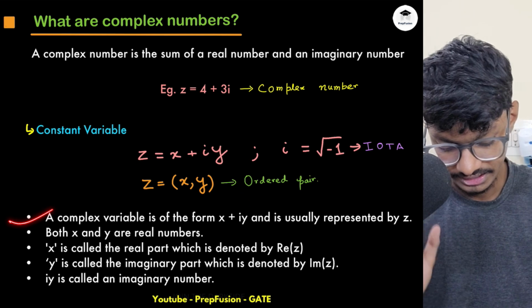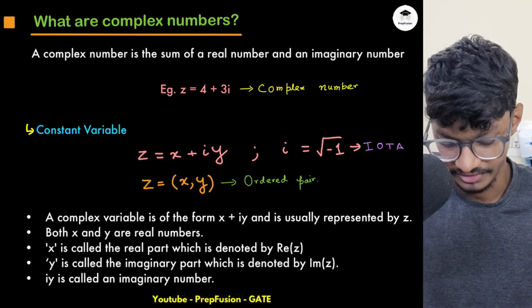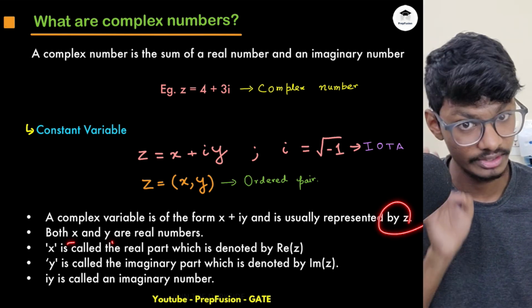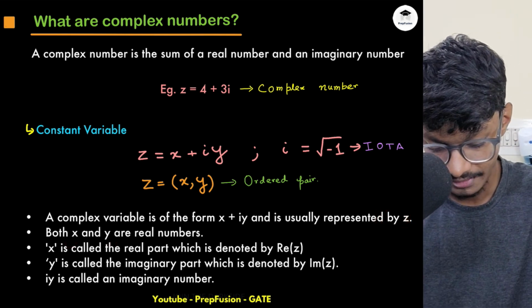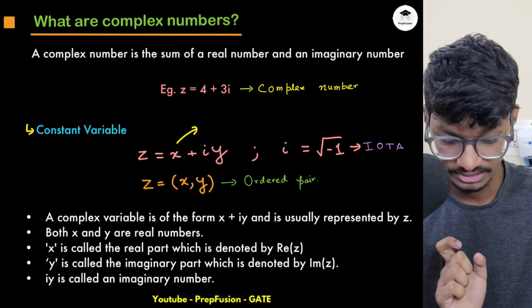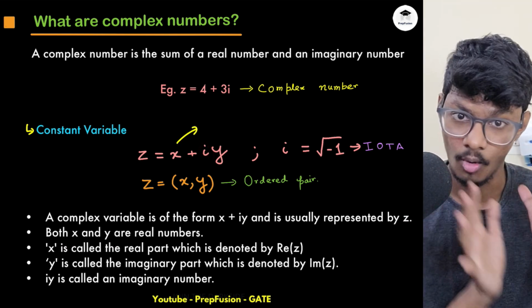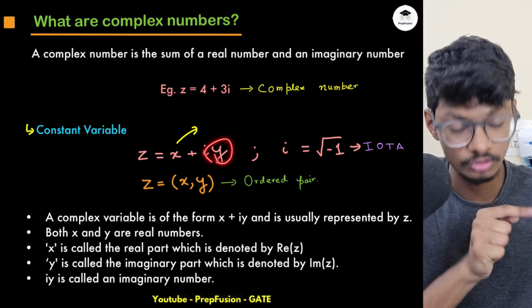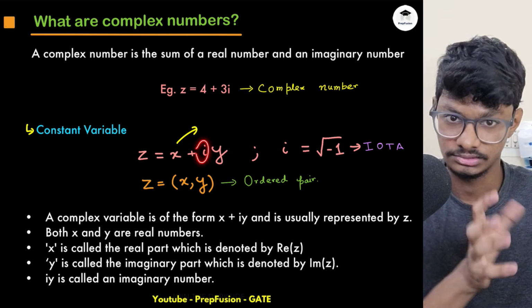There is a written definition you can read. A complex variable is of this form and is usually represented by z. Both x and y are real numbers, so you have to understand here that our x and y are both real. They are not complex, but due to this i, this becomes a complex variable. But x and y individually have to be real. If this y also becomes complex, then some real part will come, right?